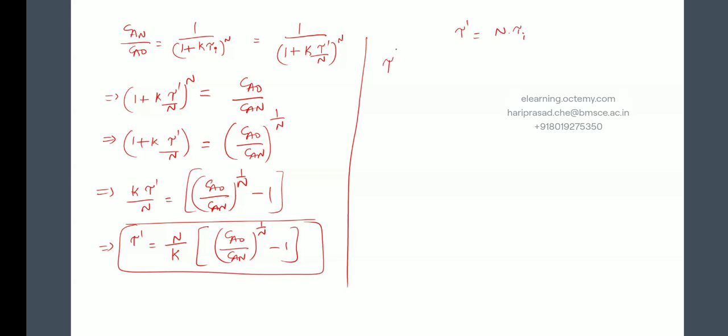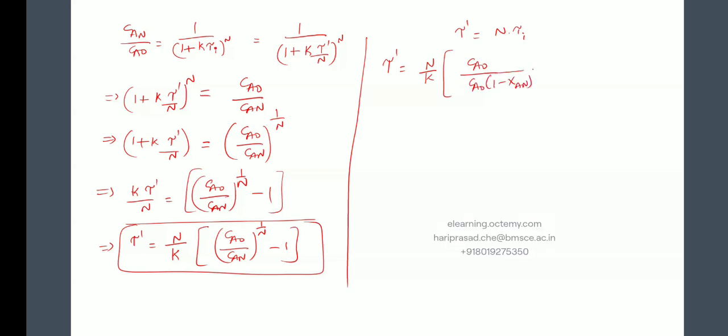Tau dash is equal to n by k into Ca naught by Can, that is, the final concentration. That you can write in terms of conversion. What you can write? Ca naught into 1 minus Xa, whole to the power of n, 1 by n minus 1. So here, for the final concentration Can, I have written Ca naught into 1 minus Xa. So Ca naught will get cancelled.